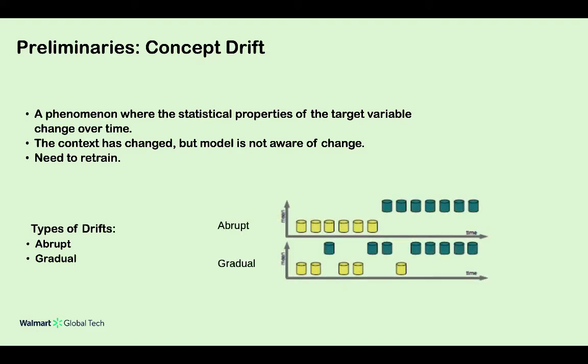And this is a pictorial representation of the two kinds of drift. For abrupt, here you can see that at this point the mean of the target variable has changed suddenly. And for gradual, you can see the mean was here, and then there is a fluctuation in this region, and after that the mean has changed fully.